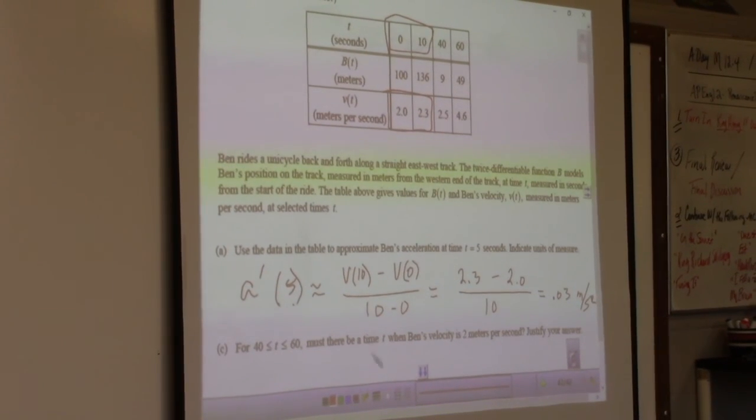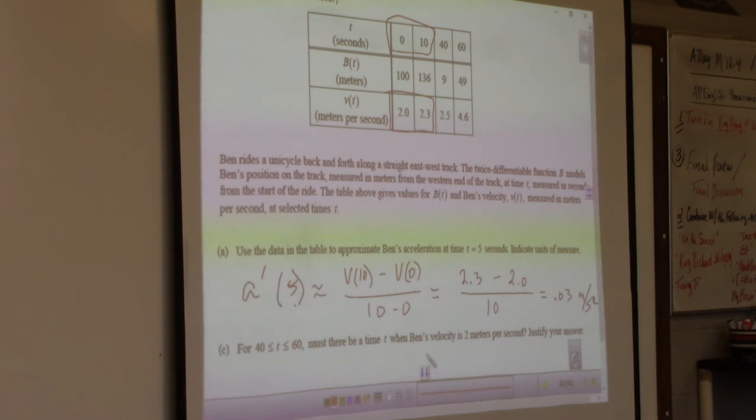Remember, what do we know about velocity? It's also the derivative of the position function. So before just saying no and looking here and going, well, there's no 2 between 2.5 and 4.6, you also want to go up here and check this part using the mean value theorem. So with the mean value theorem, V of some value C would have to equal B of 60 minus B of 40 over 60 minus 40.